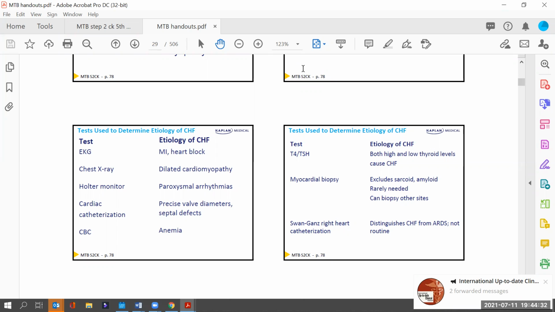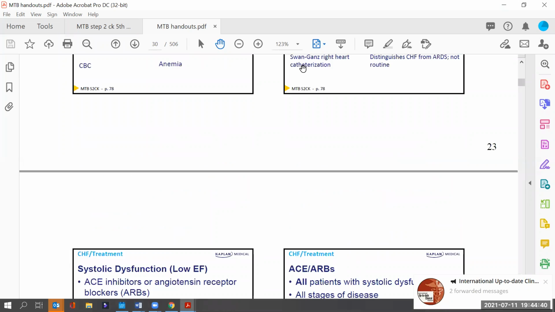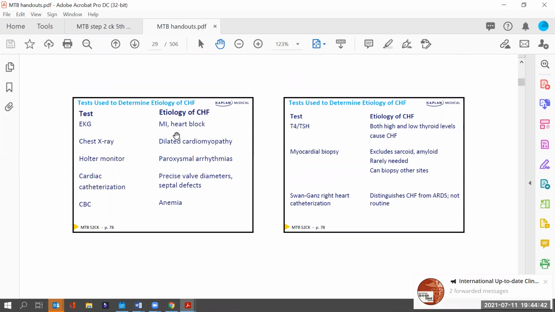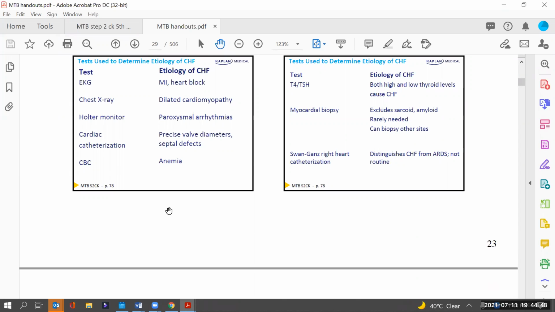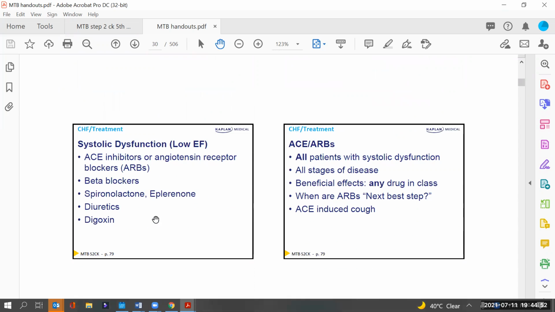Similarly, if you want to exclude sarcoid or amyloid, if really needed we can take a biopsy at the site, we can go for myocardial biopsy, but that's a very rare thing. So just leave all this. Only the important things are these: for MI, you can go for ECG, for dilated cardiomyopathy, chest X-ray, and for anemia, CBC. Usually, we only consider these three in normal routine clinical practice.